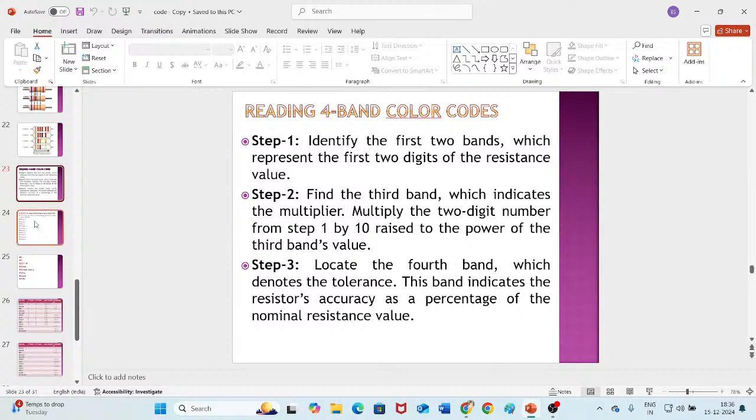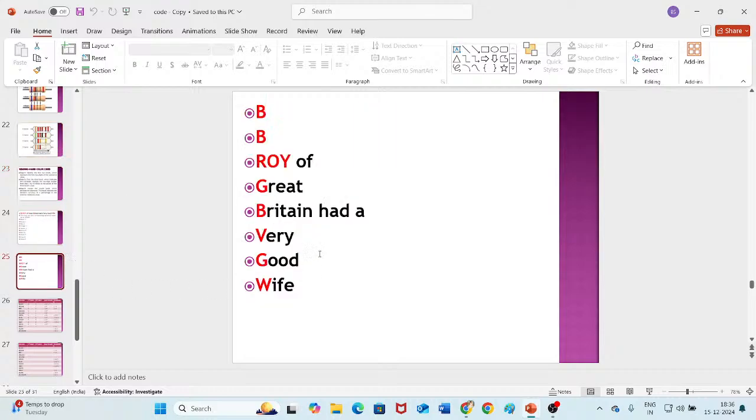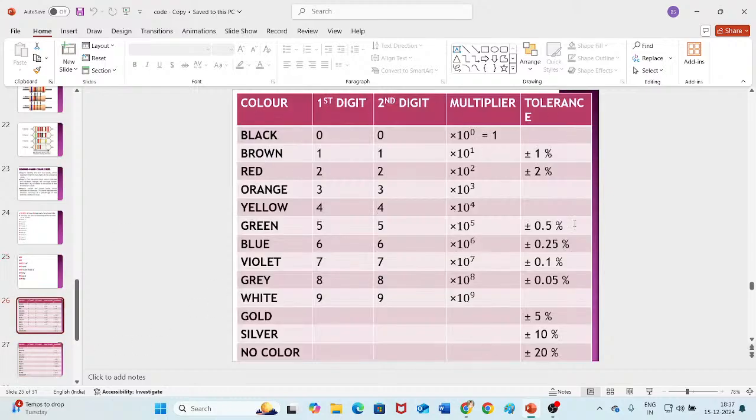Okay, so we have to follow some steps to read the 4 band color code. First of all, I have already told you how to identify the digits and how to decide which one is the tolerance band, which is our first band, band 1 or band A, or digit 1 band. So for that, now I will tell you how to write this table.